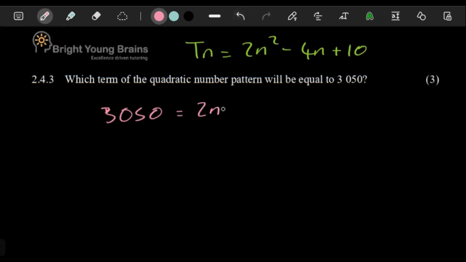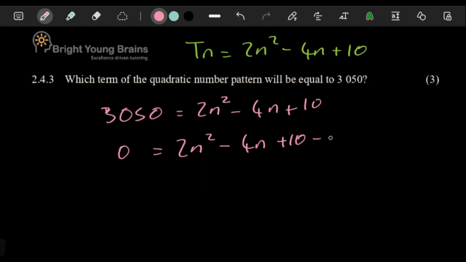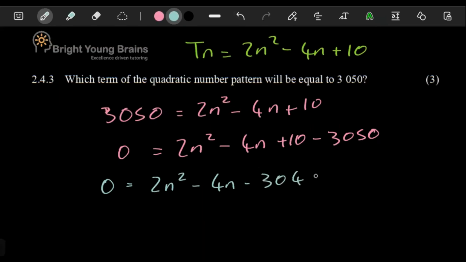And clearly, if we're solving for n here, we can just use the quadratic formula because this is a big number. So we have 2n squared minus 4n plus 10 minus 3050. And then that's going to give us 0 is equal to 2n squared minus 4n. So this is 10 minus 3050, right? So that's going to give you negative 3040.